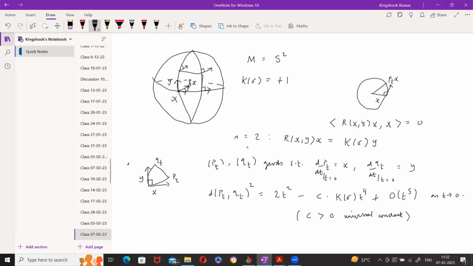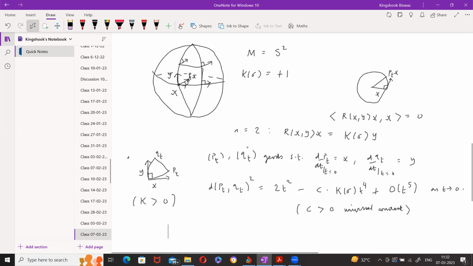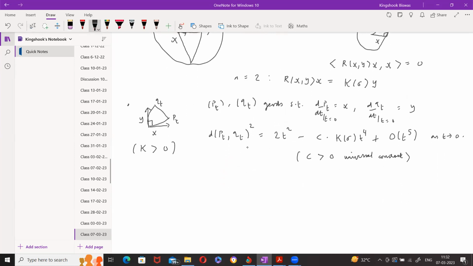So what does this mean? This means if the sectional curvature is positive, right, then at the next order term, the two geodesics converge towards each other. The distance is smaller than it would be in Euclidean space. Okay, so this is an example where sectional curvature is positive. On the other hand, if the sectional curvature is negative, then what will happen is my two geodesics will tend to diverge a bit further. So at second order, they diverge compared to Euclidean space. Okay.